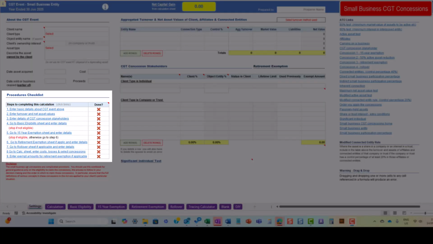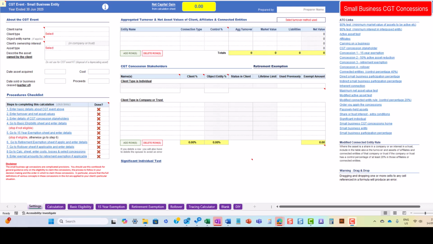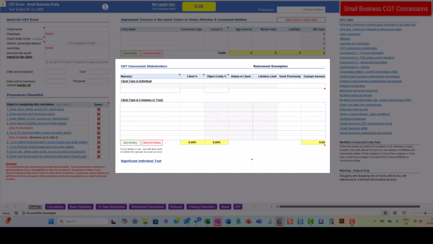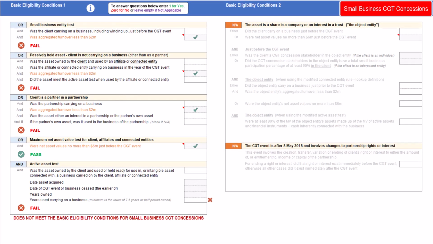A procedures checklist to make sure you consider each step in the process and in the appropriate order, and links to the ATO website to find an explanation of the multitude of definitions used in this legislation. Also at the settings sheet, you can calculate aggregate turnover and net asset values of the client, affiliates and connected entities, identify CGT concession stakeholders, test for significant individuals and the 90% rule, and calculate the amount available for the retirement exemption.